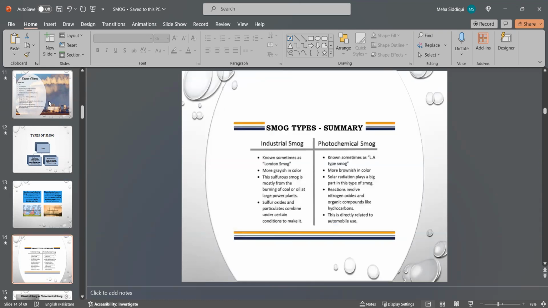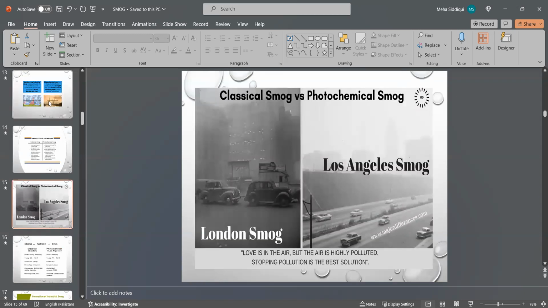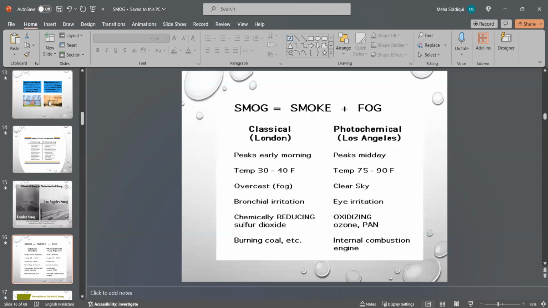Industrial smog, also known as London smog, is more grayish in color. The sulfurous smog is mostly from the burning of coal or oil at large power plants. Sulfur oxides and particulates combine under certain conditions to make it. Photochemical smog, known as Los Angeles smog, is more brownish in color. Solar radiation plays a big part in this type of smog. Reactions involve nitrogen oxide and organic compounds like hydrocarbons. This is directly related to automobile use. Here we can see pictures.